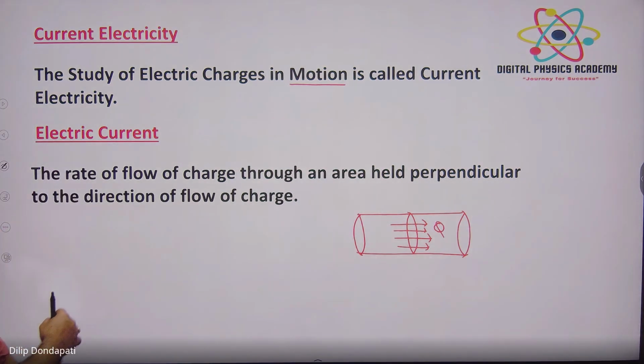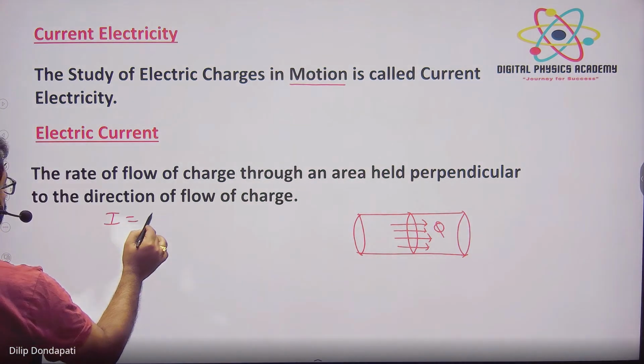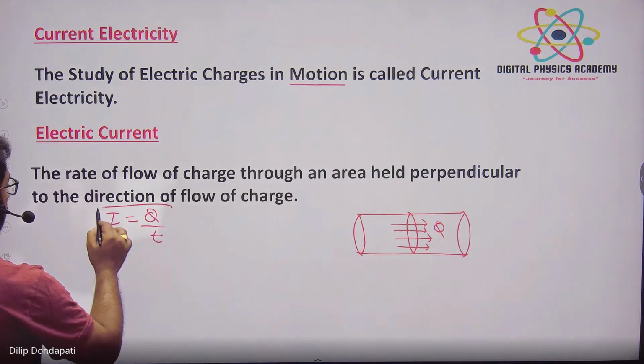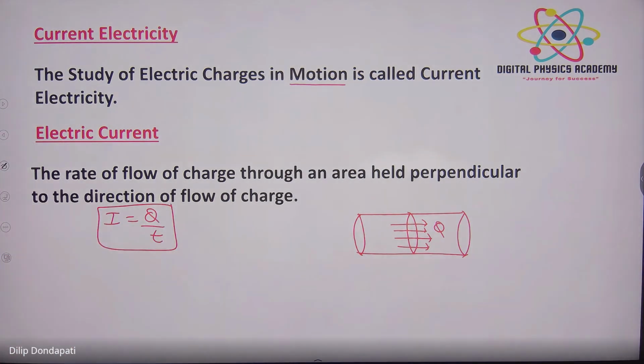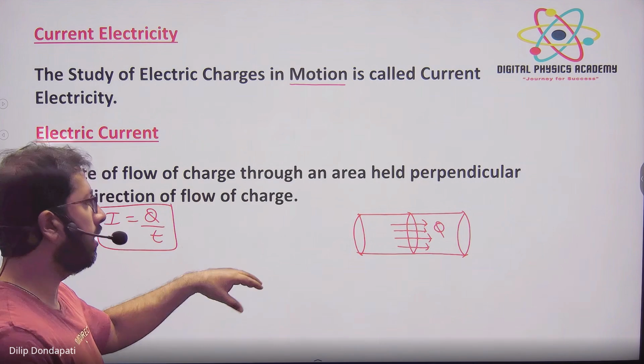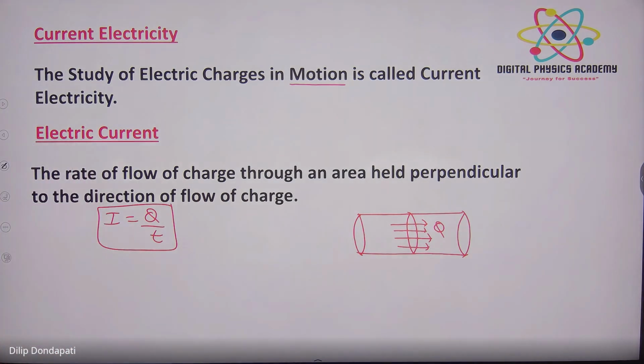So what will be the formula? The rate of flow of charge is I equal to Q by T. This is the basic formula, right? How much charge flowing per second is called current.